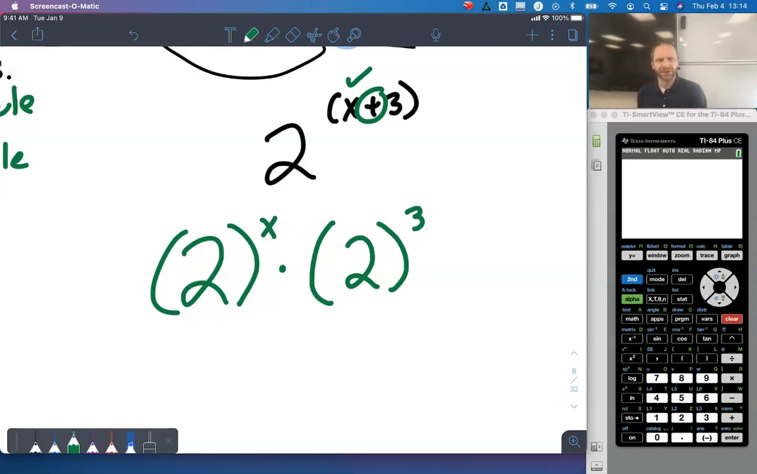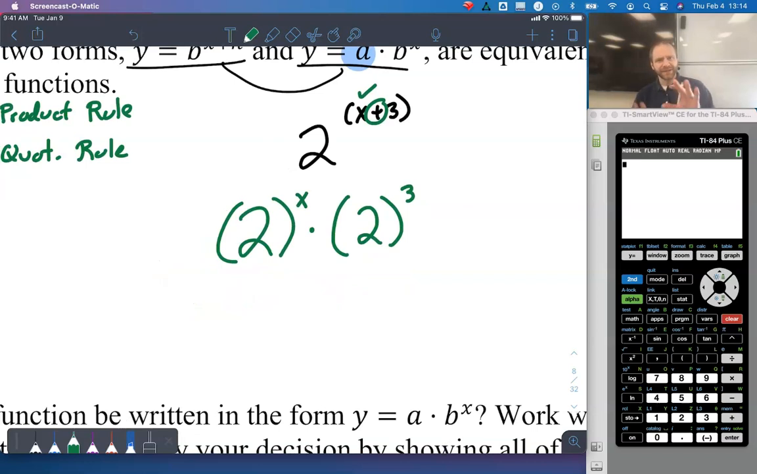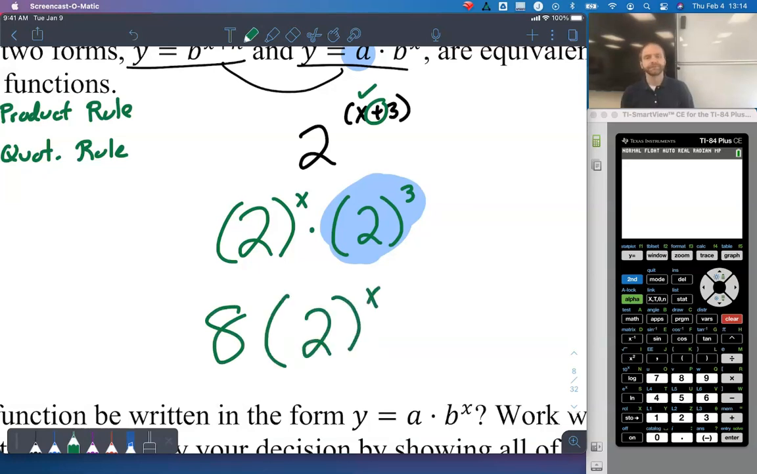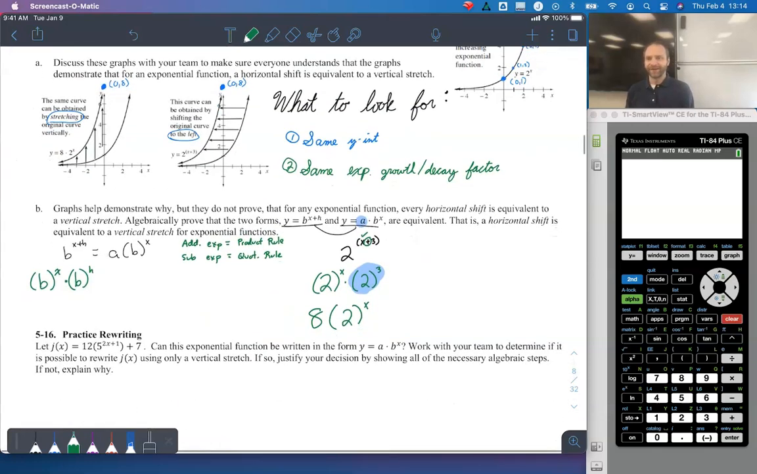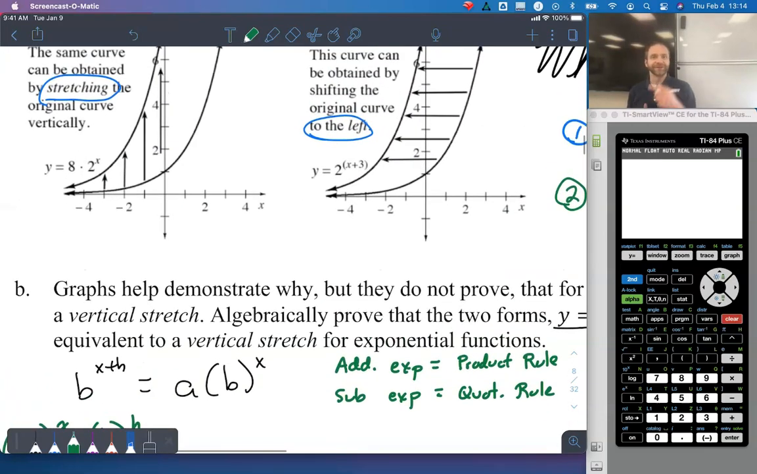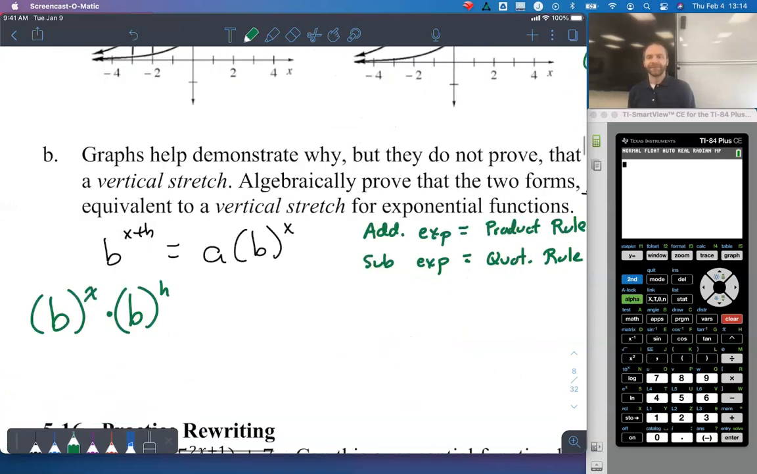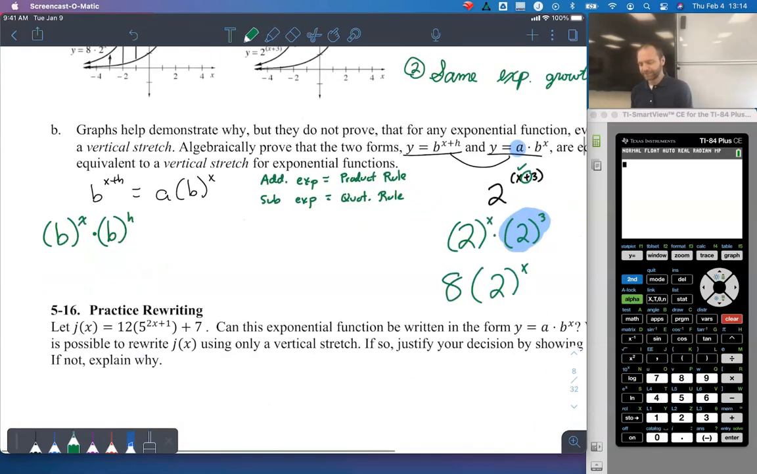What happens to that 2 cubed, by the way? Again, I know we're working with just variables, but let's figure out what happens. Well, that's 8. That's a coefficient. I mean, that would be 8, and then it'd be 2 to the x power. I tricked you. If you look up above, didn't I just prove that those two graphs are equal to each other algebraically? So really what happens is this.